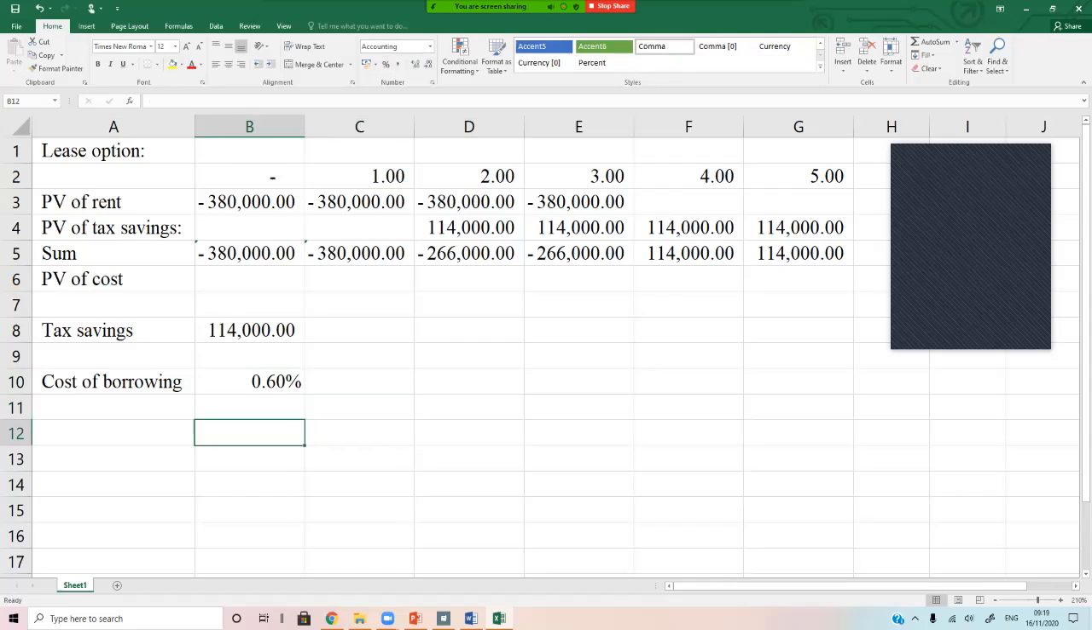How is it 20%? Oh, sorry, this is 0.7, not 0.07. Yeah, 6.02%. Okay, the cost of borrowing. Clear?